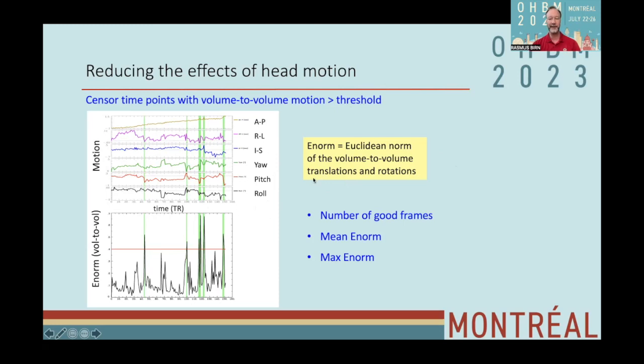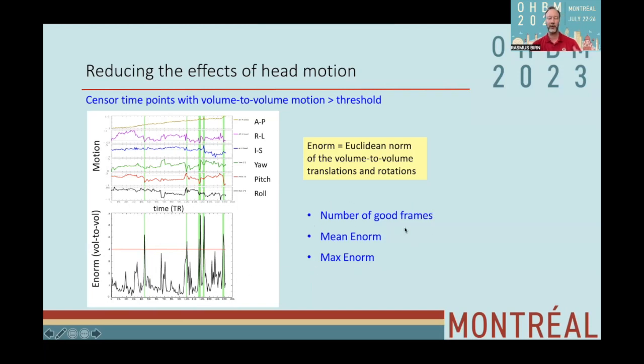And so we can calculate the volume-to-volume translations and rotations, and then either calculate the sum of the absolute values, which is called the frame-wise displacement, or we can calculate the square root of the sum of the squares, the Euclidean norm of these, and that's what I'm plotting at the bottom here. And then in green, I'm indicating those time points where the Euclidean norm or E norm exceeds some sort of threshold, in this case, 0.4 millimeters.